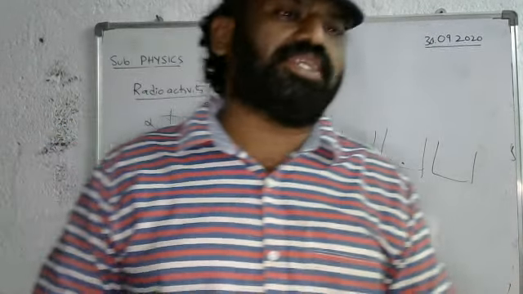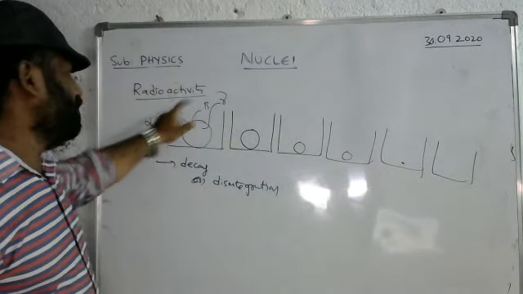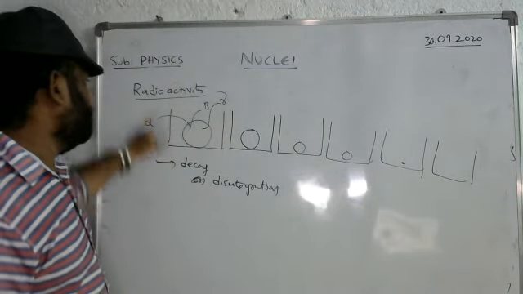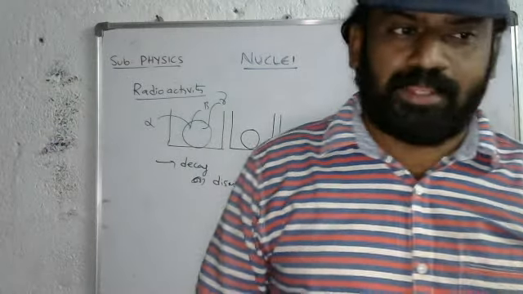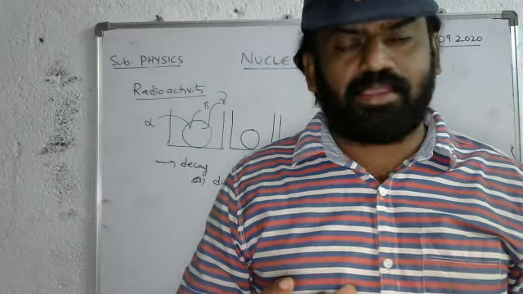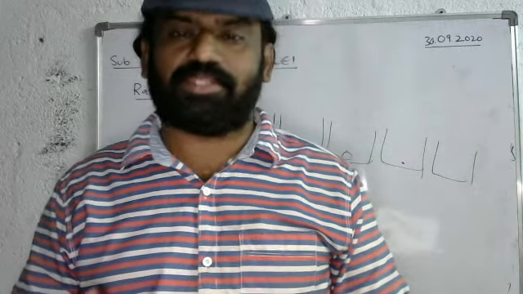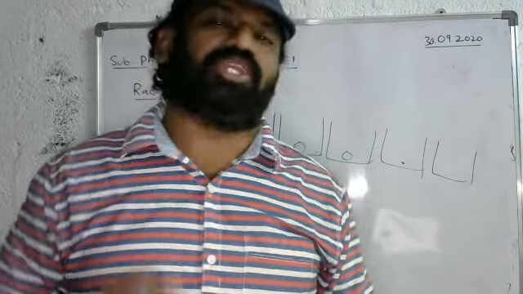So this spontaneous process is called radioactivity. This spontaneous emission of alpha, beta, gamma from a nuclei is called radioactivity. Let us learn the definition. A nuclei of certain element disintegrates spontaneously by emitting alpha, beta and gamma radiation.